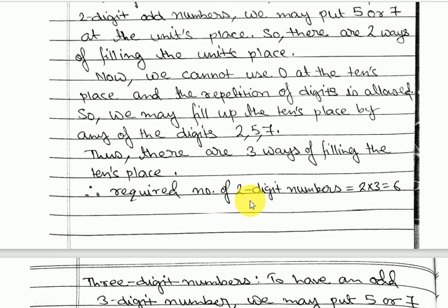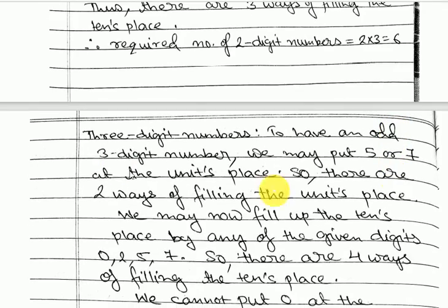Therefore the required number of two digit numbers will be 2 into 3 equal to 6. So we can get 6 odd numbers, two digit odd numbers, using those 4 digits.